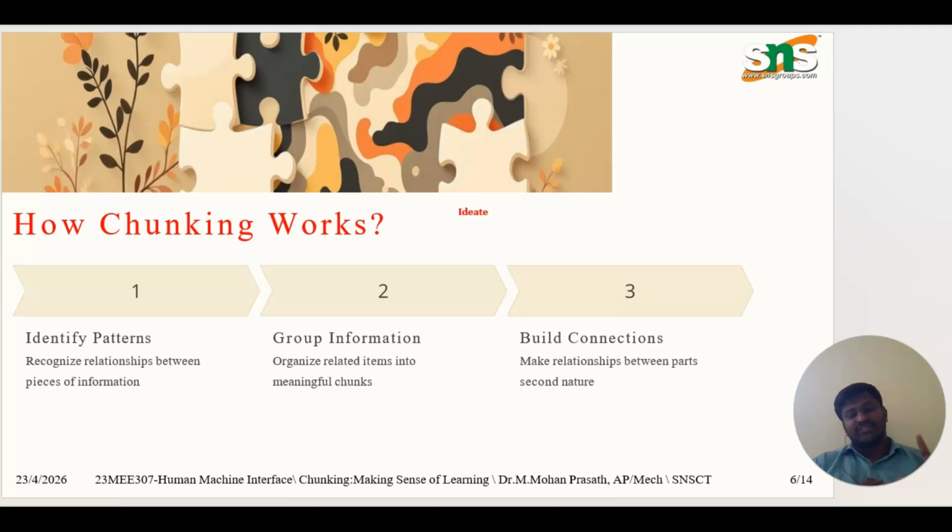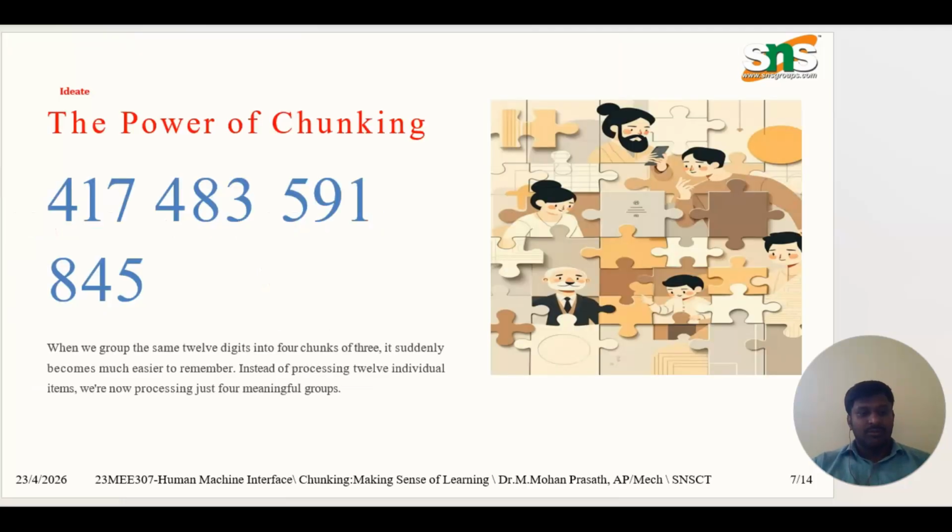Next, how chunking works: the first step is identifying the patterns, recognizing relations between the pieces of information. Then grouping information, organizing related items into meaningful chunks. Next, from the patterns, the connections between the first part and second part are made. Let us consider the harder challenge. If you memorize the 12-digit number using chunking, the 12-digit number is divided into four groups of three digits. If we group the 12 digits into four chunks of three, it is much easier to remember. Instead of processing 12 individual items, we are now processing just four meaningful groups.